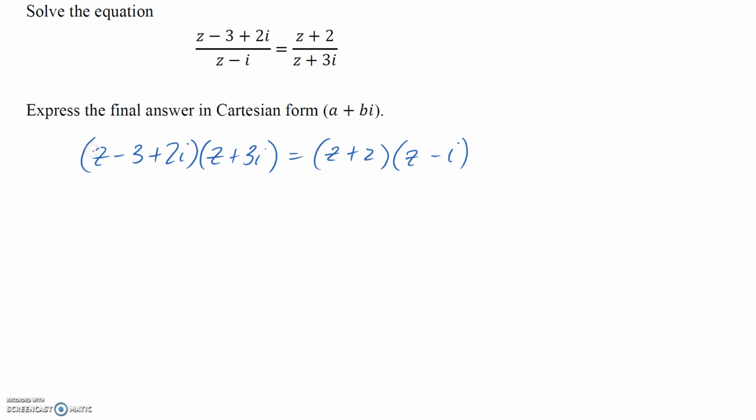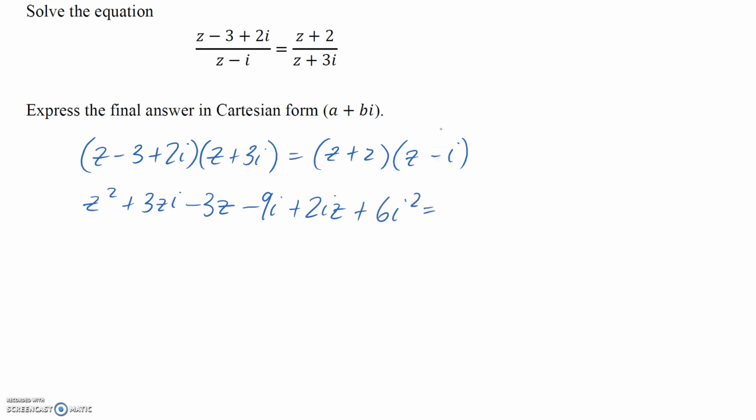Alright, next I'm going to try and expand out these brackets. So on the left hand side here, z times z is z squared, and then we're going to get 3zi. We've then got negative 3 times z, so negative 3z. Negative 3 times 3i is going to give us negative 9i, and then we have 2i times z, and that's going to give us on the end 6i squared.